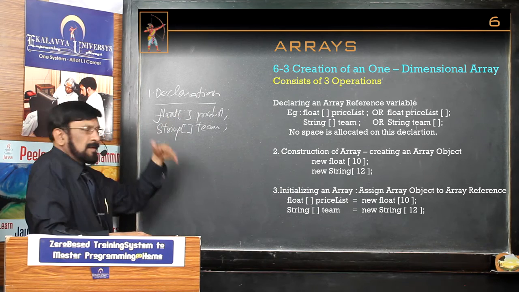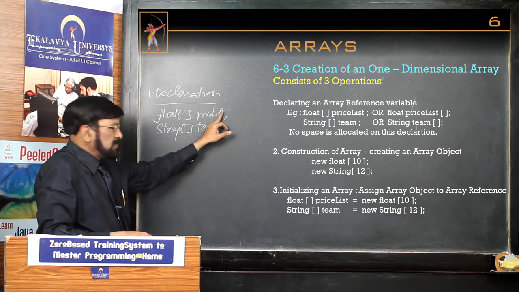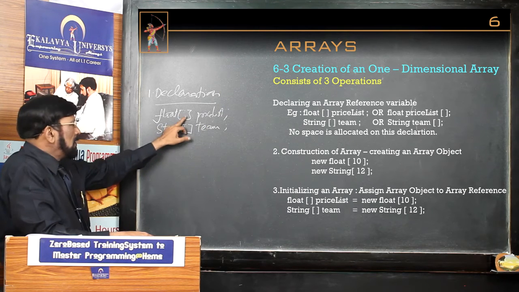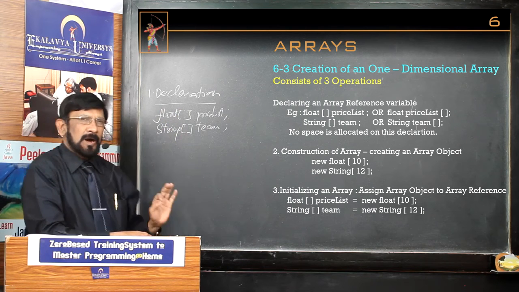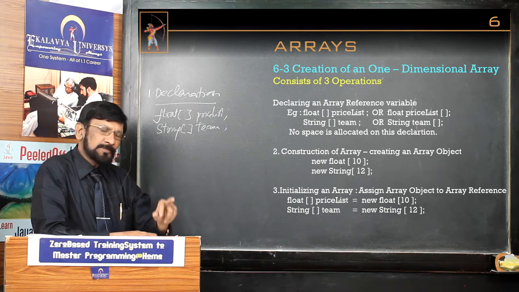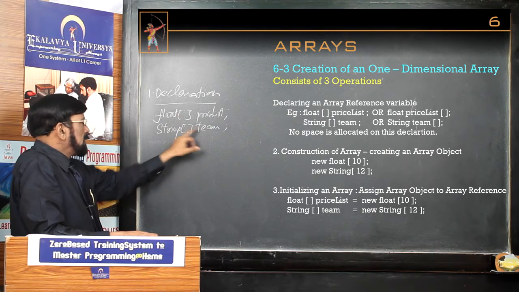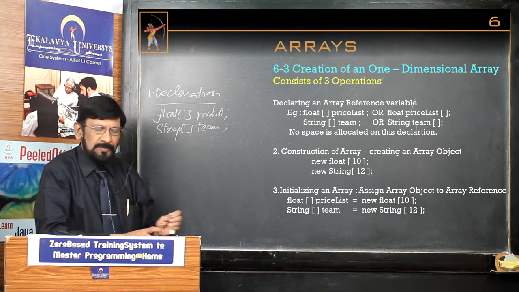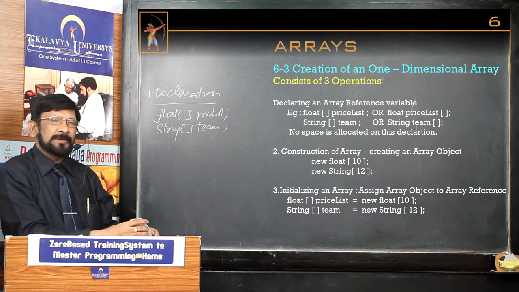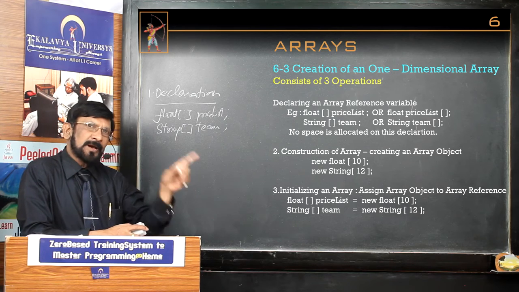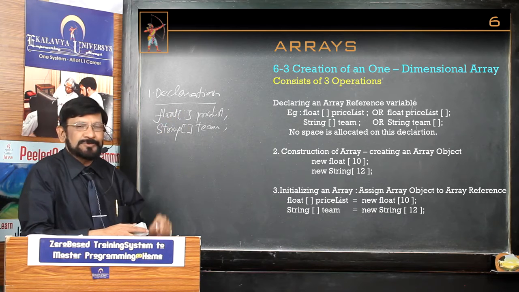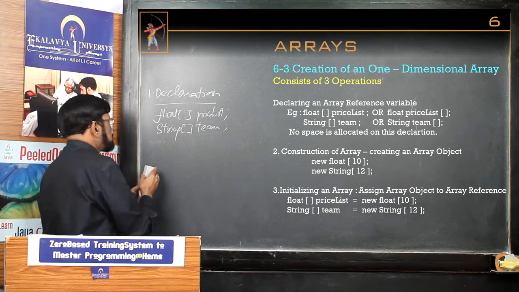And by mistake or by ignorance, if you place it here also, Java does not report any error. Java supports both, and this is the right way of doing things. Always remember that it is nothing but a declaration of array reference variable, and its type is float array, its type is string array. That point always you remember. And this is just a declaration of reference variable. That's why no space is allocated for the array. That point you must remember. If you give sizes, it leads to error. Okay, that point you understand.